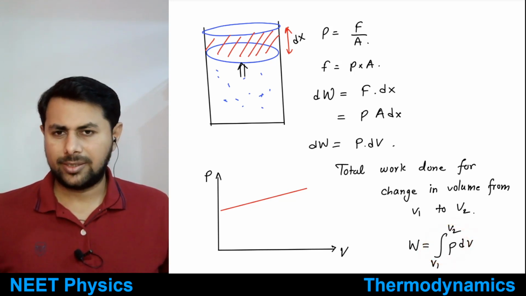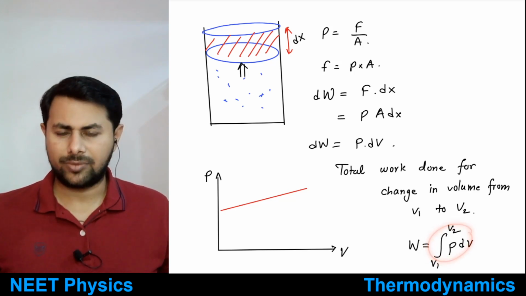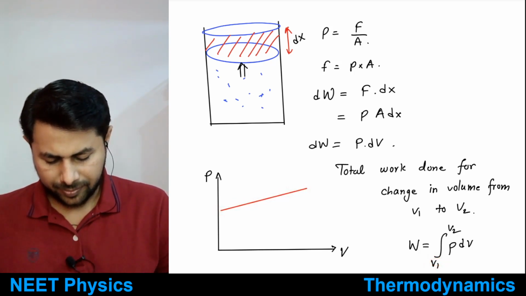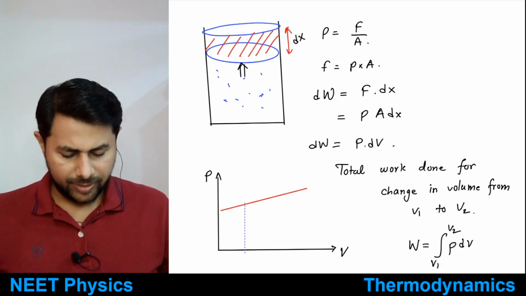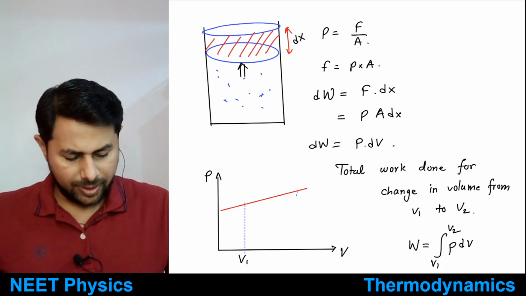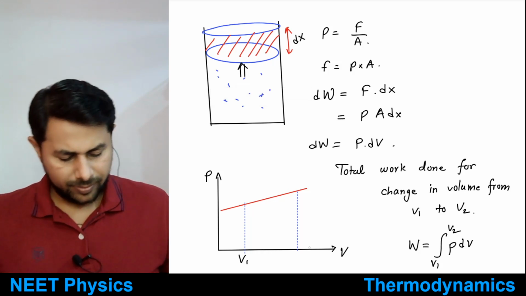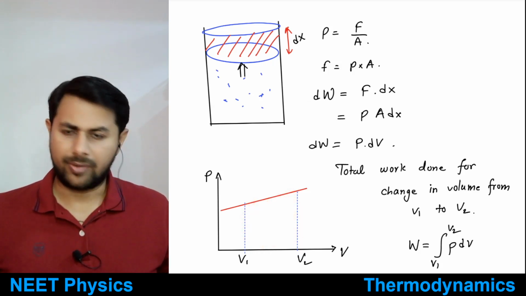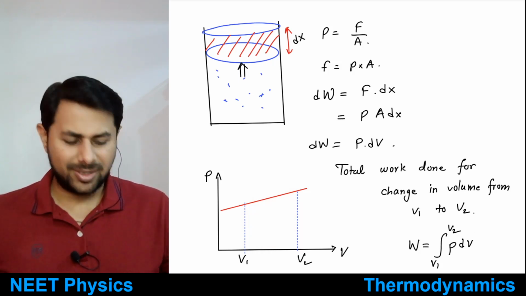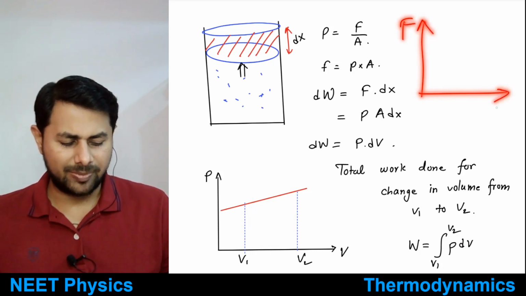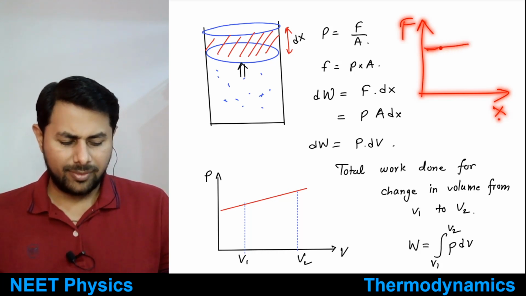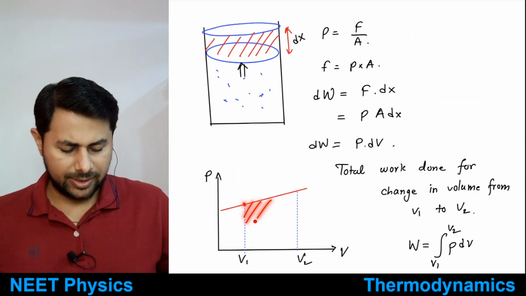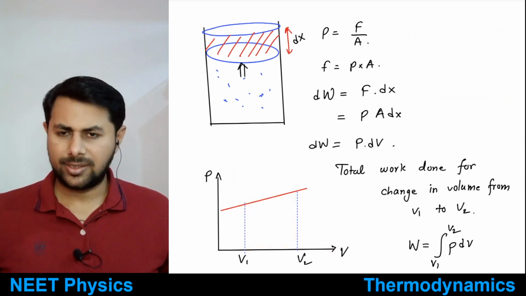And we know that integration is the area under a curve. So what would be the work done? Let's say here the pressure is something and the volume is V1, and here the volume is V2. Then the work done is just the area under this PV curve, just like work done is the area under the force versus displacement curve. So the work done here would be the area under the pressure volume curve, that is this area. Is this thing clear, everyone?